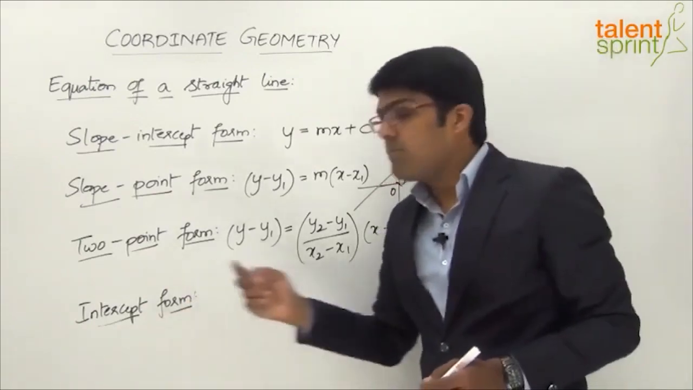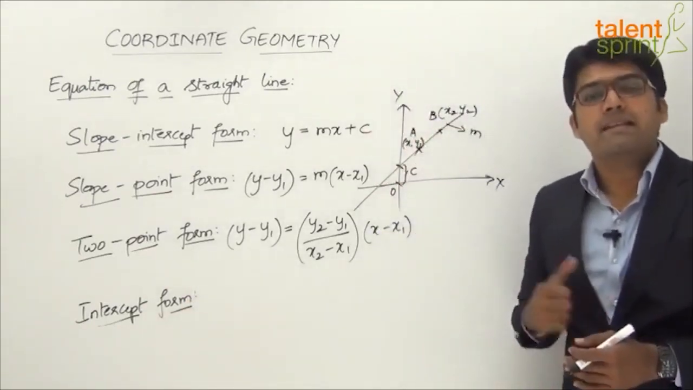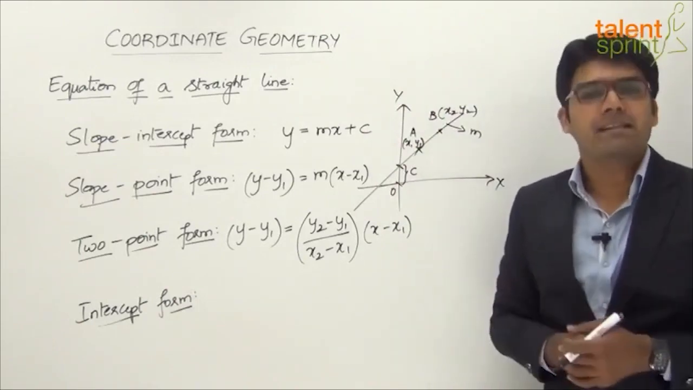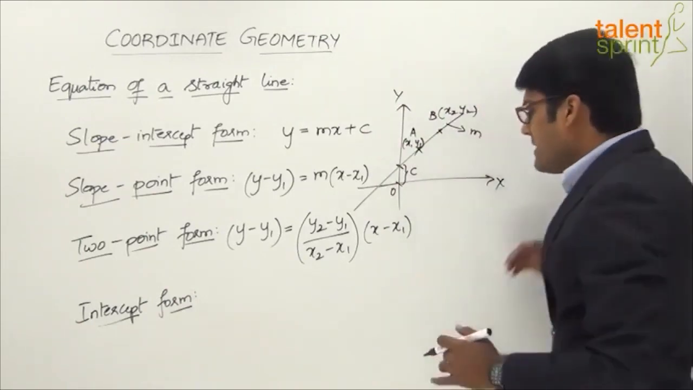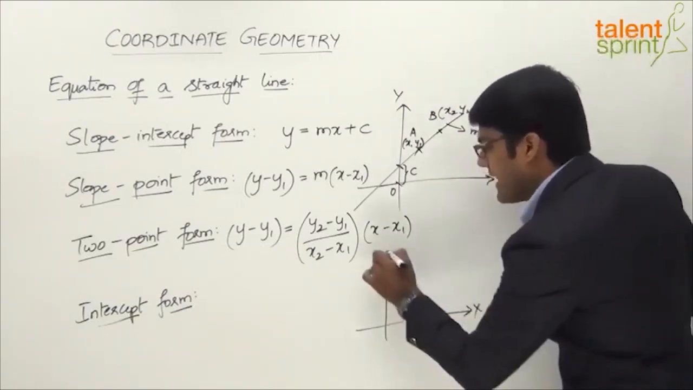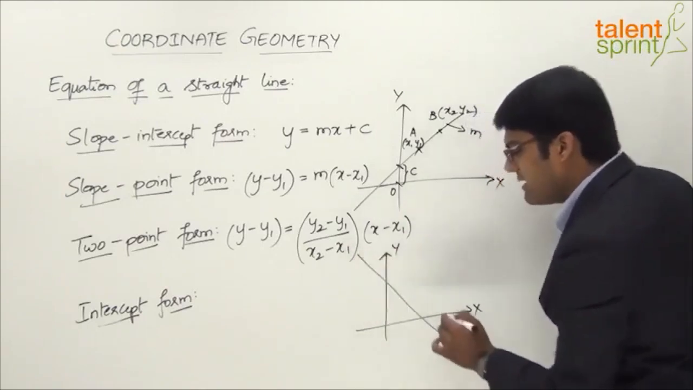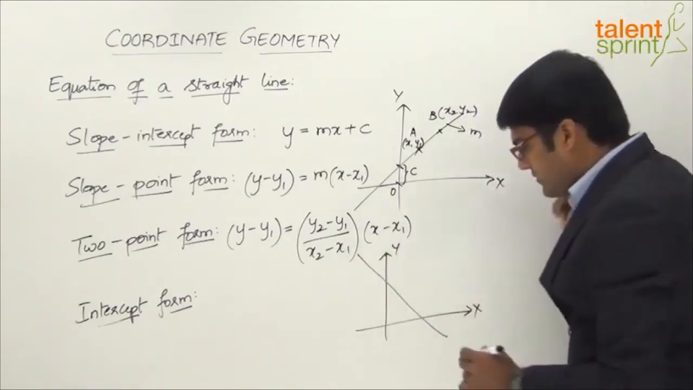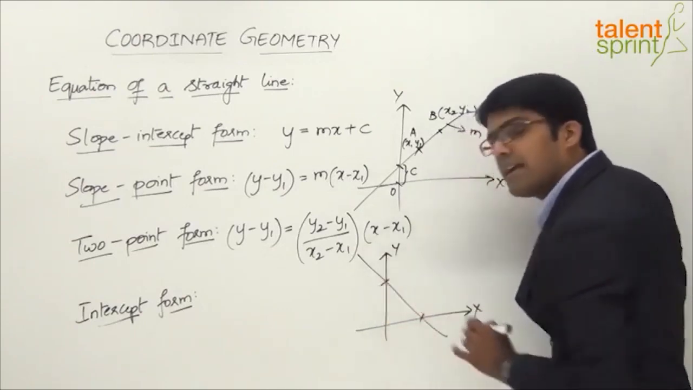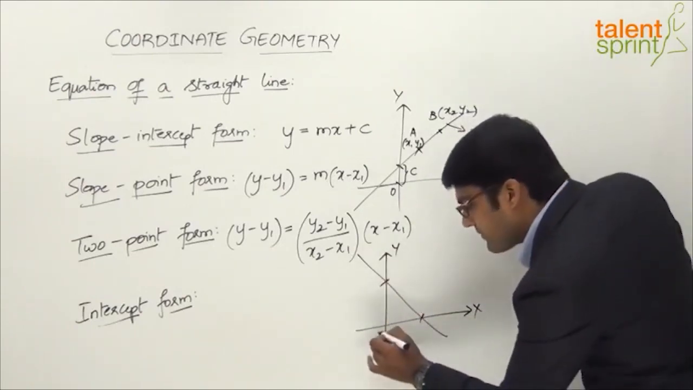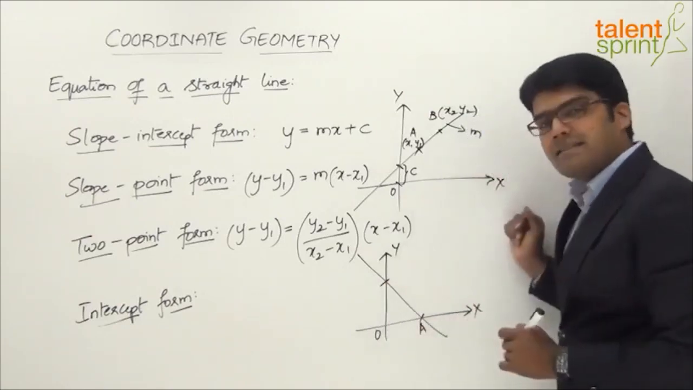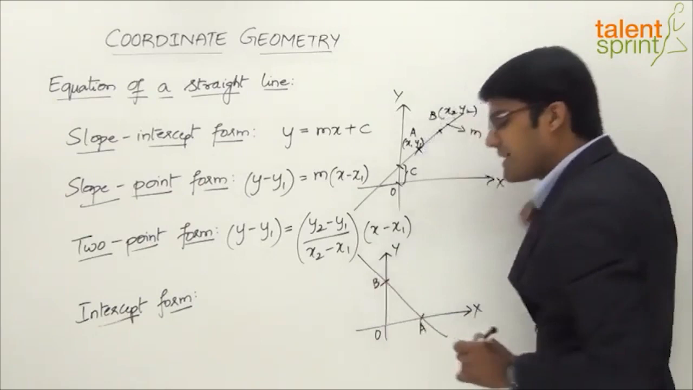So in intercept form, both the intercepts are given. The intercept made by the line with the x-axis and with the y-axis. And we need to write the equation of the line. So let us see how the graph looks. Let's say these are the x and the y-axis. And there is a straight line which is as shown here. Now if you see, the straight line cuts the x-axis at one point and the y-axis at another point. Okay, so here is the origin, and let's say the point where it cuts the x-axis is A, and the point where it cuts the y-axis is B.